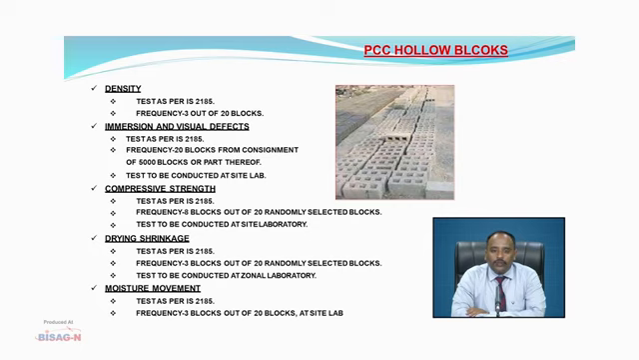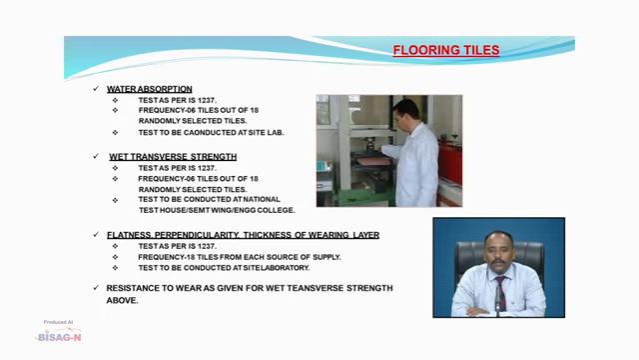Also, the test for moisture movement has to be carried out as per IS 2185. The frequency will be 3 blocks out of 20 blocks, and the same can be carried out at the site laboratory. For the flooring tiles, the various tests to be carried out are, firstly, the water absorption as per IS 1237. The frequency of tiles to be selected will be 6 tiles out of 16 randomly selected tiles. This test can be carried out at the site laboratory itself.